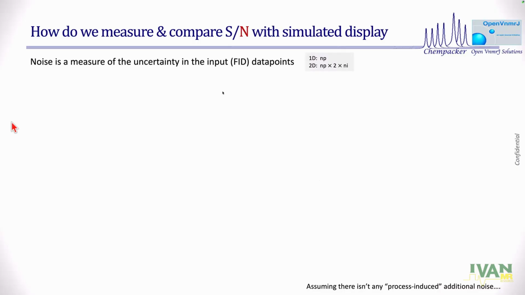So noise fundamentally is a measure of uncertainty in the input FID data points. In a 1D, it's the number of points you have. You have 32,000 points in a regular 1D or 64K points. Each data point has an uncertainty in the measurement. That's what you generate as noise. In a 2D, it is NP times 2 times the number of increments. We all understand that. That is the measure of noise in the spectrum.